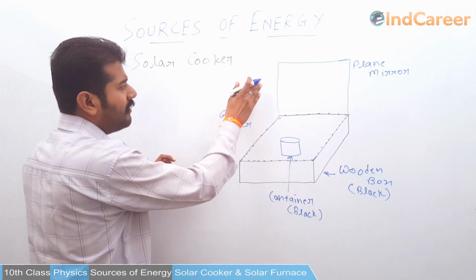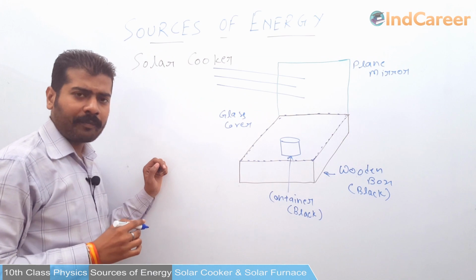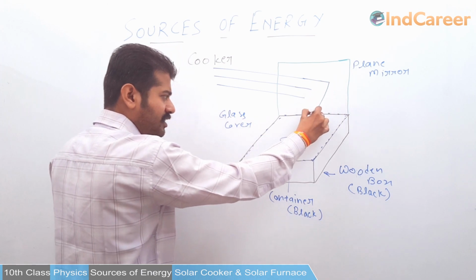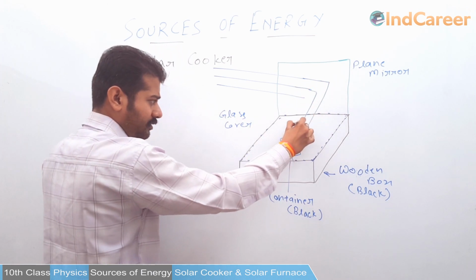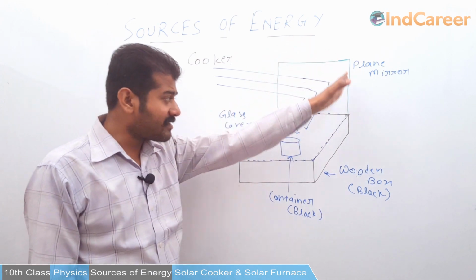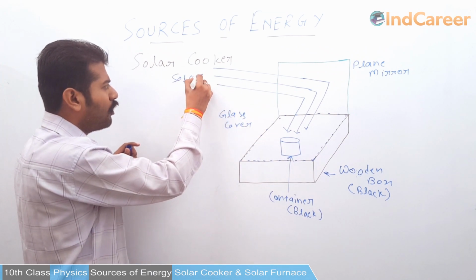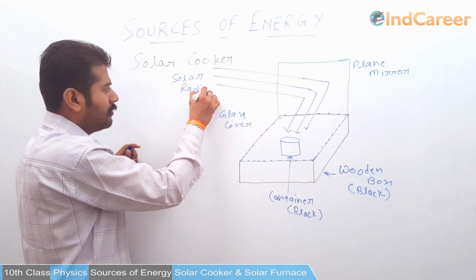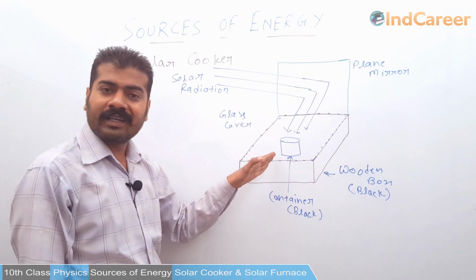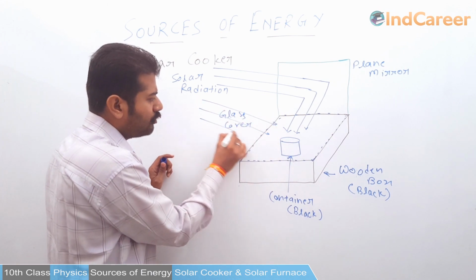What happens if the sun rays fall on these mirrors? Sun rays are mostly parallel to each other. The angle of the plane mirror is adjusted such that all the solar radiations falling on the mirror are reflected towards the box or towards the container, as well as some solar radiations are coming directly from the sun to the box also.